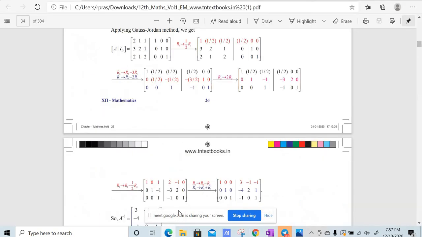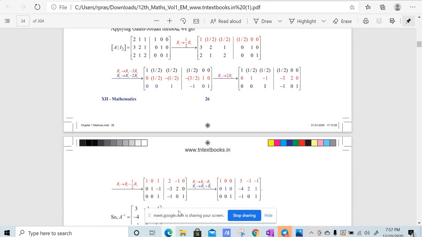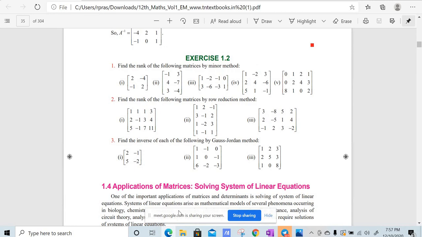You can see this is a 12th standard book, right? So Tamil Nadu 12th standard books. So very elementary. I think you can take these two problems as exercise. Find the inverse of the following by Gauss-Jordan method. 1 minus 1 0, 1 0 1, 6 minus 2 3, 1 2 3, 2 5 3, 1 0 8.